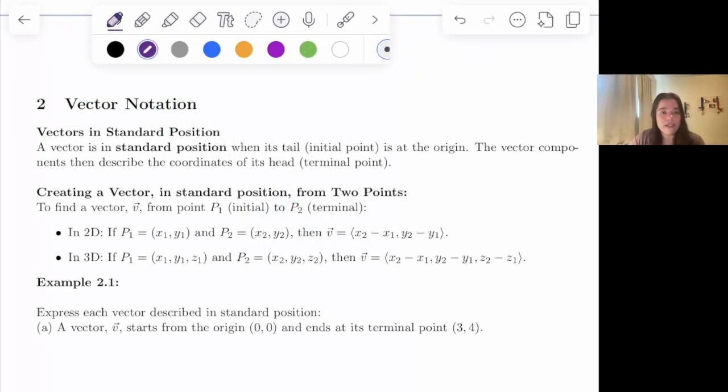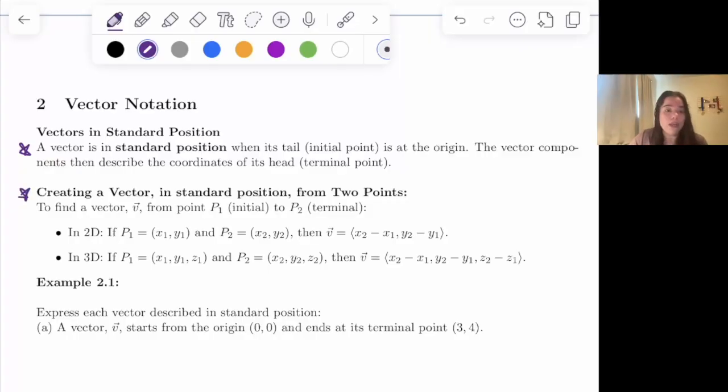Now that we've visualized a few vectors and visualized vector addition, let's look at vector notation and how we talk about vectors. First, a vector is in standard position when its tail, its initial point, is at the origin. Then the vector components that we use describe the coordinates of its head position, its terminal point. This should still be a little confusing. We're going to explain what this means. But in general, we write vectors in standard position, so we need to learn how to do that.